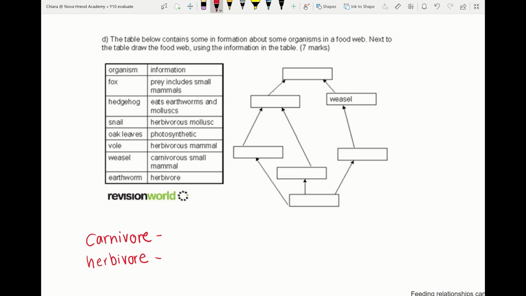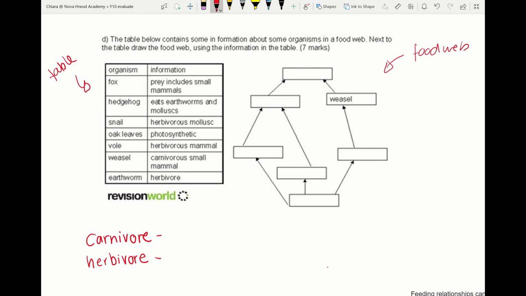Okay, so I'm just going to quickly tell you what these two words are, because you do need to know that to access this question. A herbivore is an organism that feeds on plants, whereas a carnivore feeds on other organisms, so other animals, for example. This question is asking us to fill in the missing gaps to complete the food web using the table on the left. So here is my food web, and here we've got the table with the information.